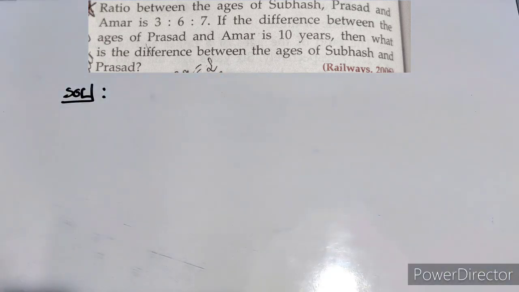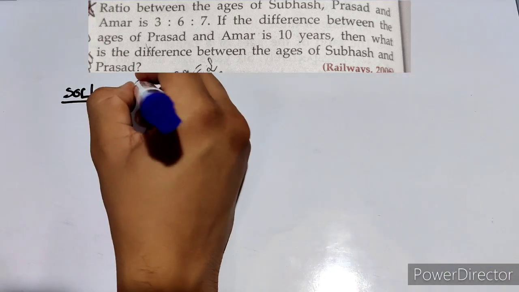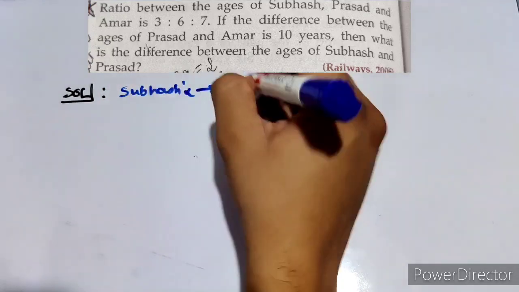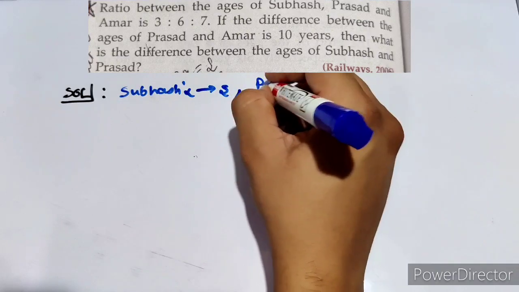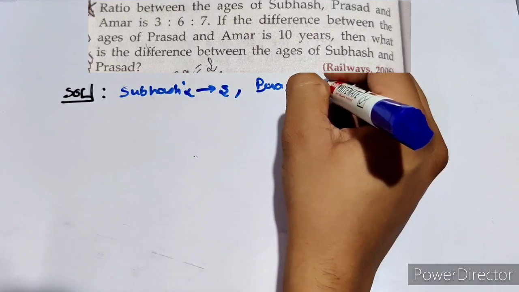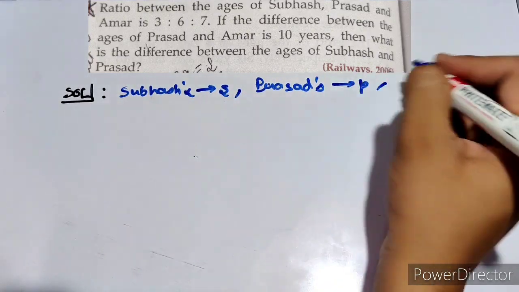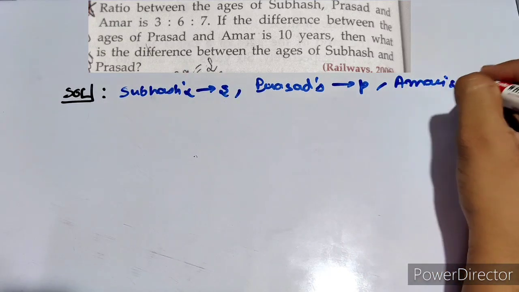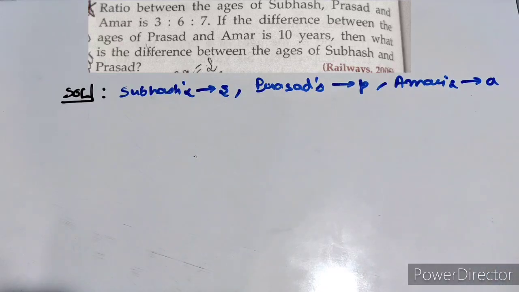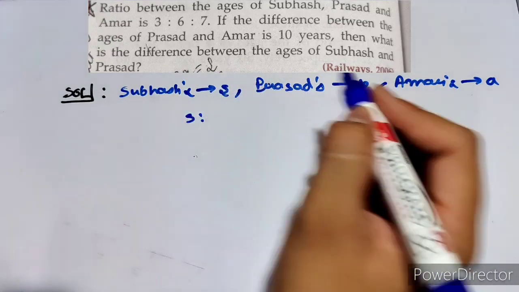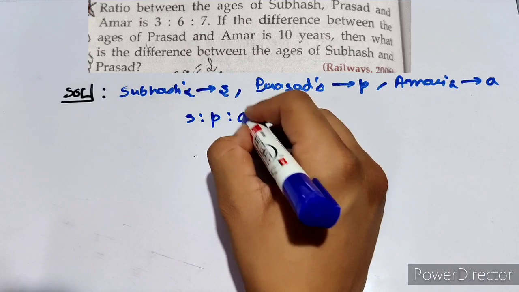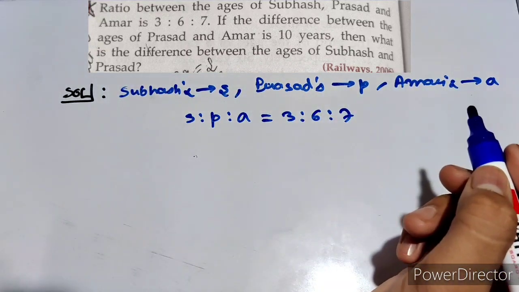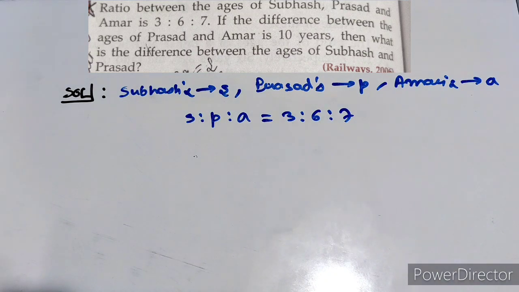So as we solve all other questions, first assume Subhash's age be s, and Prasad's age be p, and third is Amar's age be a. Now see, the ratio of s is to p is to a is given to be 3:6:7. So now we need some variable to link all the 3.